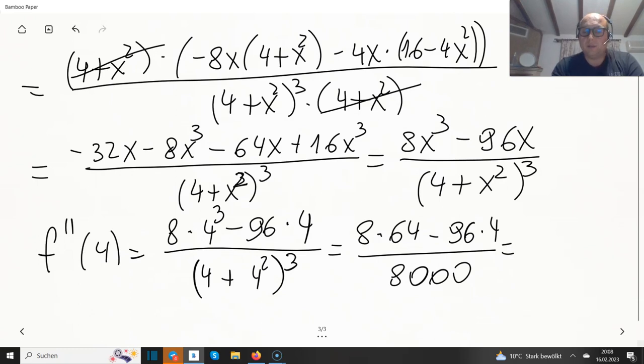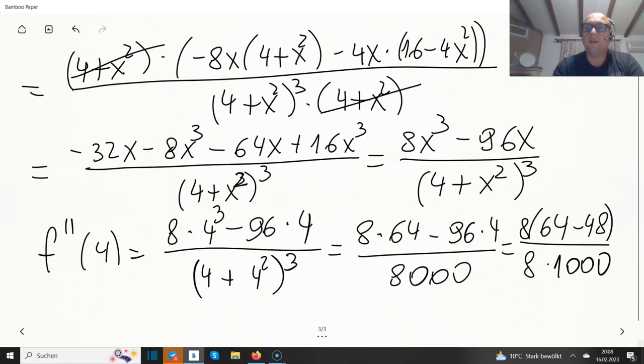I can also kick something out, right? I can kick 8 out here. It's going to be 64 left over minus 48. You see, I'm doing fine. So I can cancel this. 64, it's 16. So it's 16 divided by 1,000. It's just positive. Very, very small number, but it is positive.